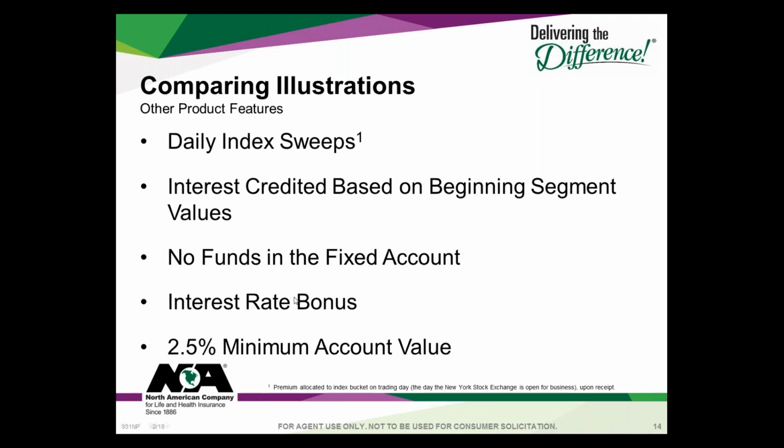That's a nice deal. Interest rate bonus. Remember, our interest rate bonus is contractually guaranteed on the indexed account. It's conditionally guaranteed on the fixed account, but contractually guaranteed interest rate bonus on the indexed account. That's a nice thing. And the 2.5% minimum account value. That there's some element of return that they're going to get at least on policy termination or the true-up period of 10 years.